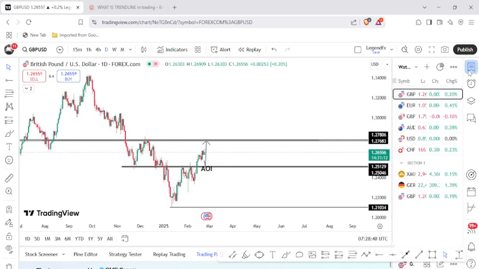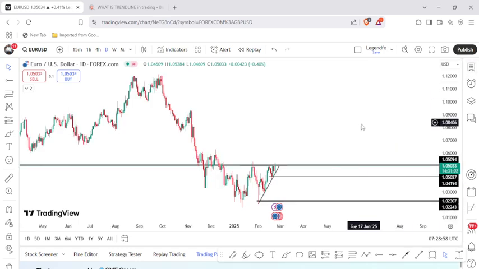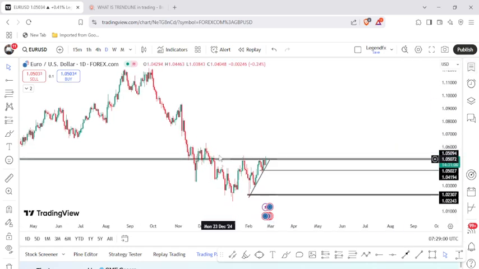Also Euro USD. GBP USD and Euro USD are the same correlated pair, but for some reason these guys have been acting funny these days. I don't want to waste time on Euro USD. This is also a weekly zone that I've gotten, but this guy is just acting funny.